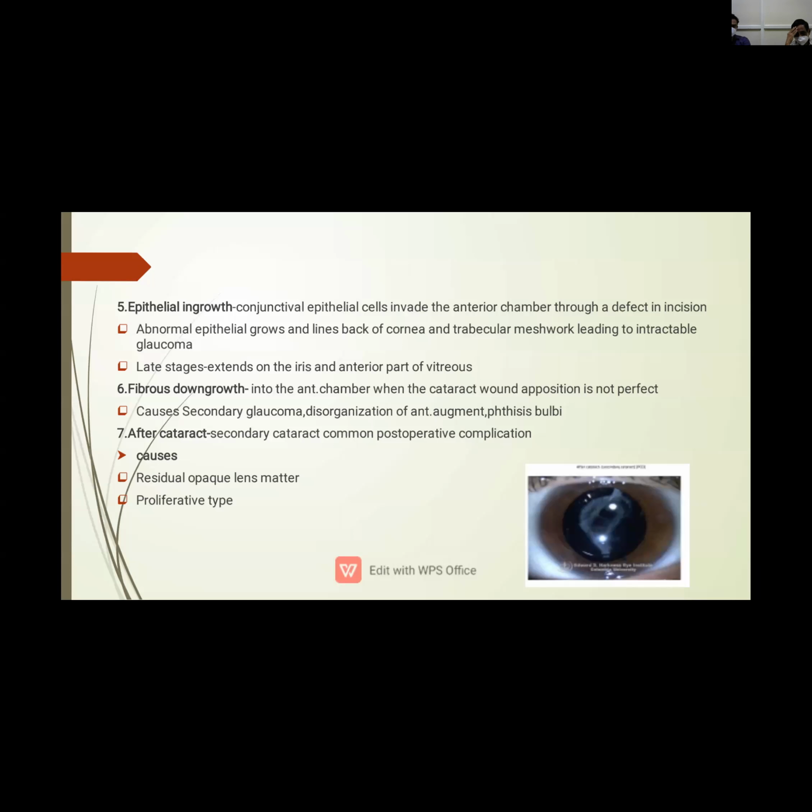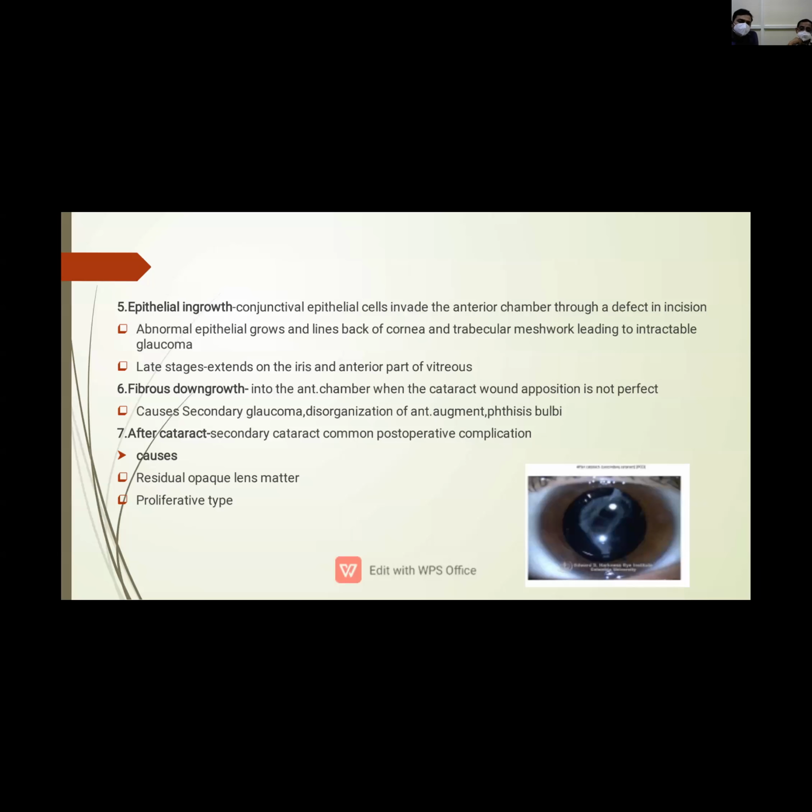Fibrous downgrowth. It occurs in the anterior chamber when the cataract wound apposition is not perfect. It can cause secondary glaucoma, disorganization of the anterior segment, and phthisis bulbi. After cataract, or secondary cataract, is a common post-operative complication caused by residual opaque lens matter and proliferative type.